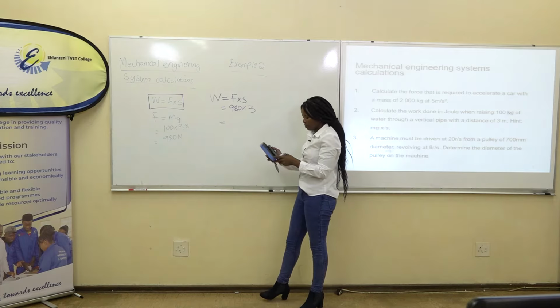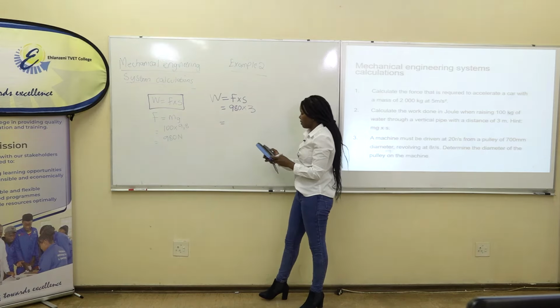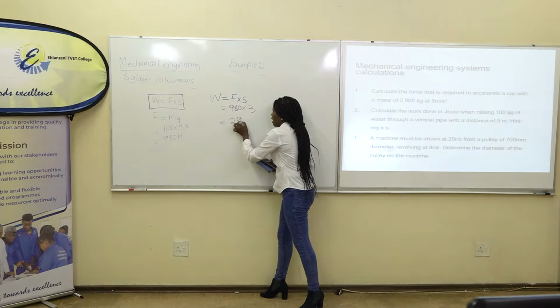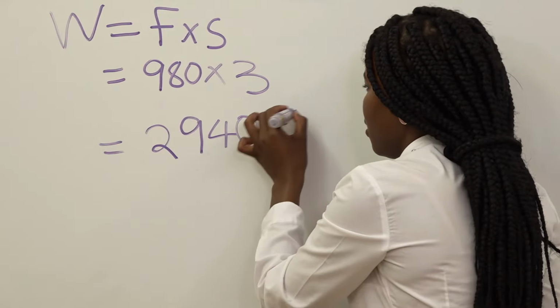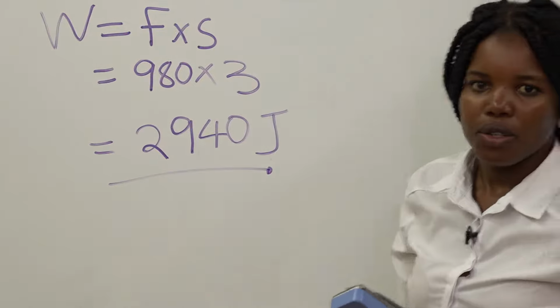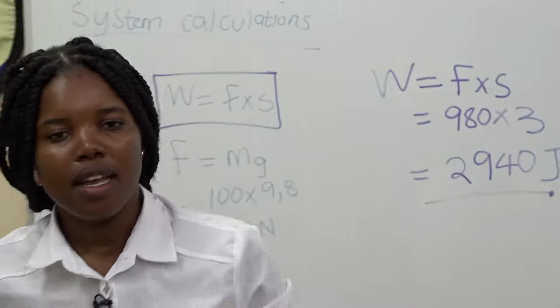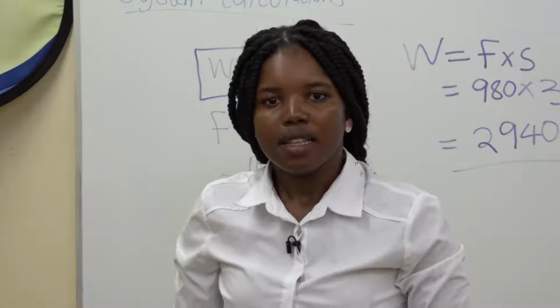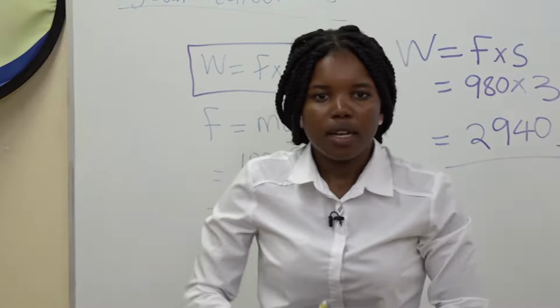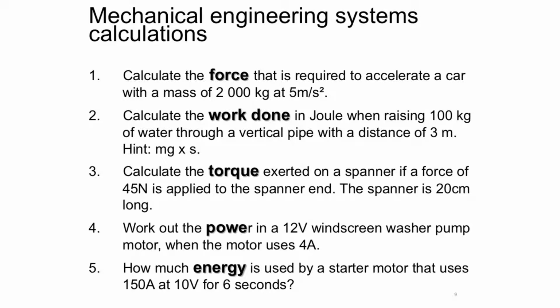Therefore, 980 multiplied by 3 gives 2,940 joules. I hope you are following, and now you understand how to calculate the force and also how to calculate the work done. So now I want us to continue and look at number 3, the example given, which will be our last example for this lesson.